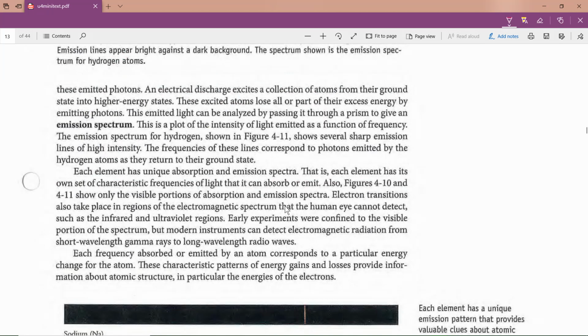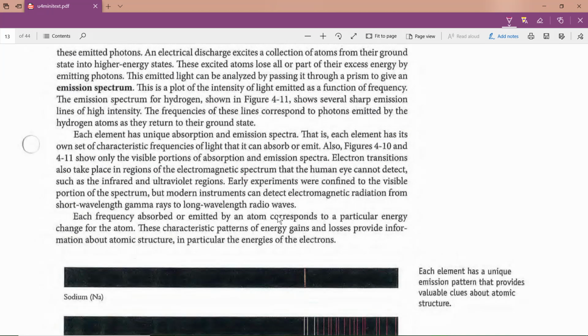Now each element has a unique absorption and emission spectra, its own set of characteristics, because it has its own set of energy levels different from other atoms, right? There's a differing number of electrons, there's a differing number of protons, so you can't expect the energies of every electron in every atom to be the same as every other electron in every atom. It doesn't work that way.